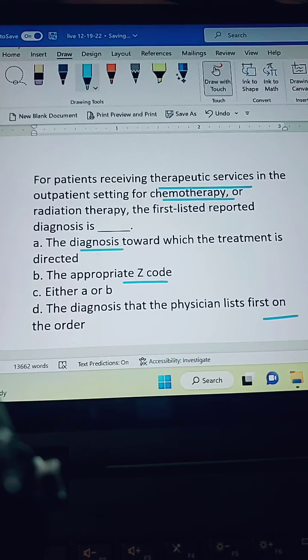There you go, Shawnee. Shawnee's got it. There you go. Fantastic. Yes, PJ, now you got it. So anytime you see the word therapeutic services or chemotherapy and first listed, you know it's always going to be Jen's favorite diagnosis code. That's my only favorite one.